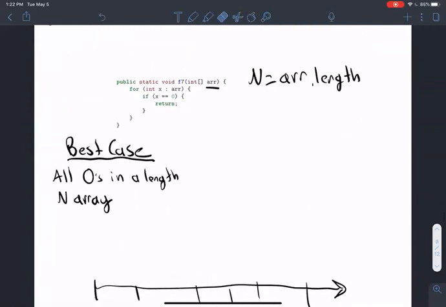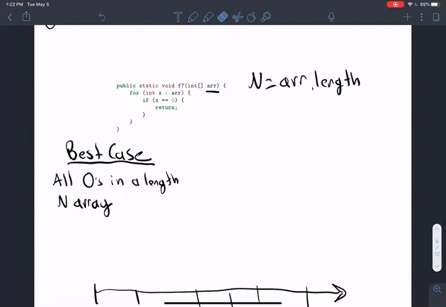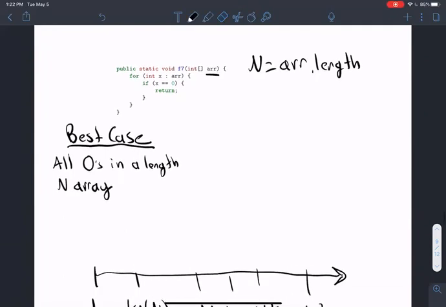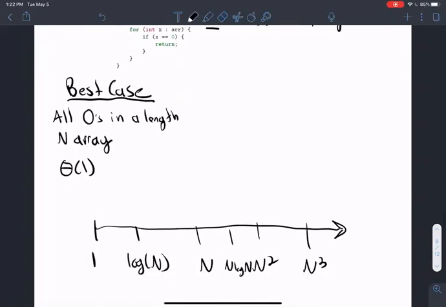But what we did here was totally fine. We just assumed that, okay, the array can be as long as it wants. It can be length n, as long as it has all zeros in it. Okay? And you're right, it would be theta of 1. So our endpoint here is here.